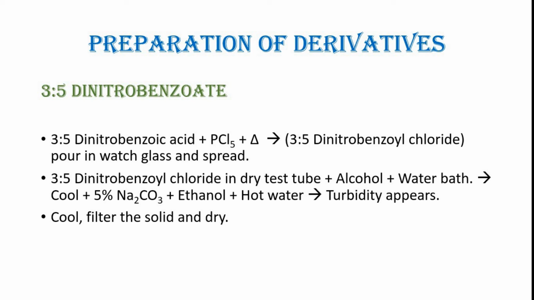Transfer the dried 3,5-dinitrobenzoyl chloride to another dry test tube. Add alcohol to it and heat in a water bath for 5 minutes. Cool and add 5% sodium hydroxide to it and filter the solid. Dissolve the crude in a minimum amount of ethanol. Add hot water dropwise until turbidity appears. Cool slowly. Filter the solid and dry it between filter paper.